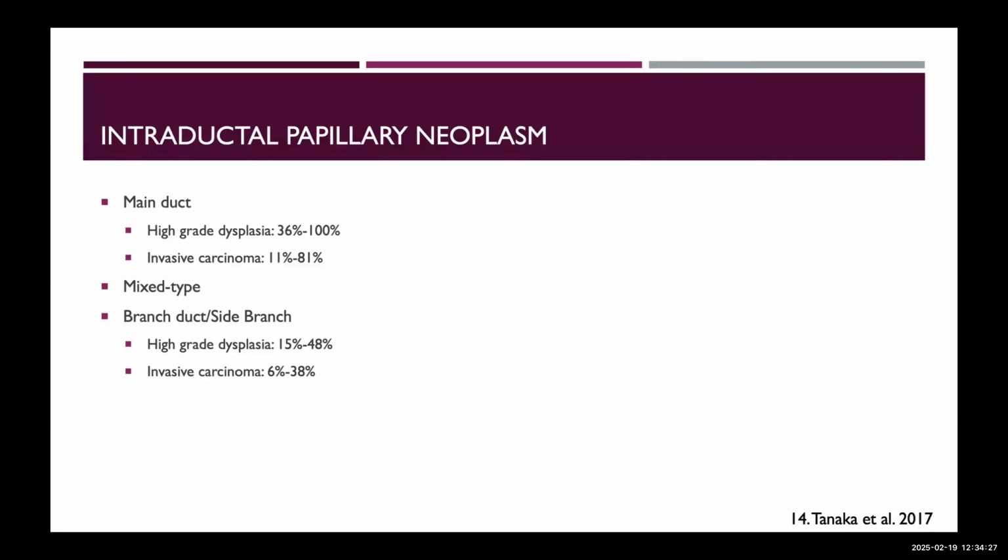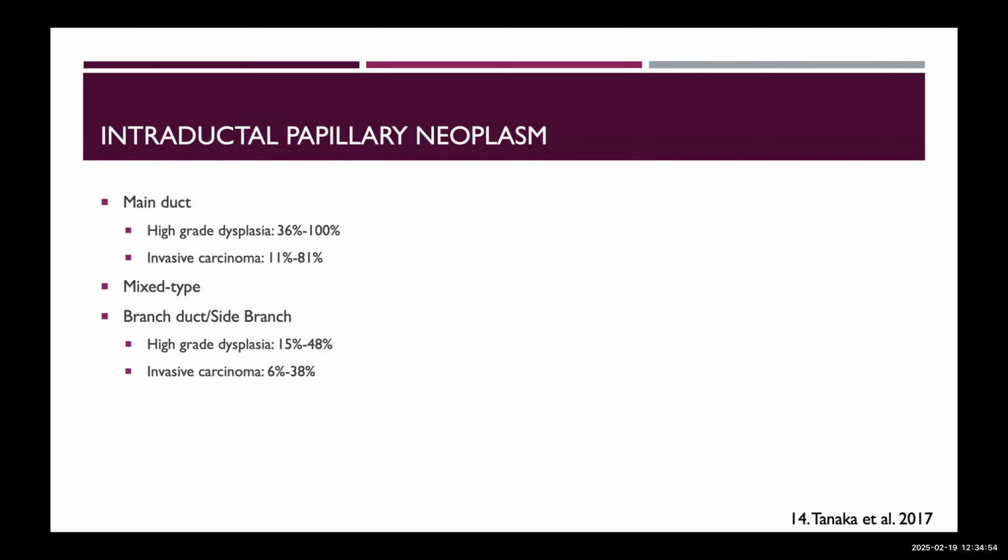Main duct IPMNs bear a very, very high risk of high-grade dysplasia and invasive carcinoma, although you can see the range is quite variable, from 11 to 81% for invasive carcinoma. Generally speaking, the classic teaching for any main duct IPMN is referral to hepatobiliary surgery and consideration of surgical resection.